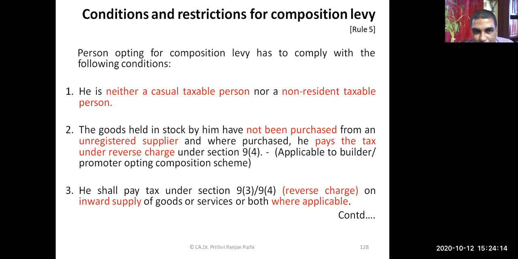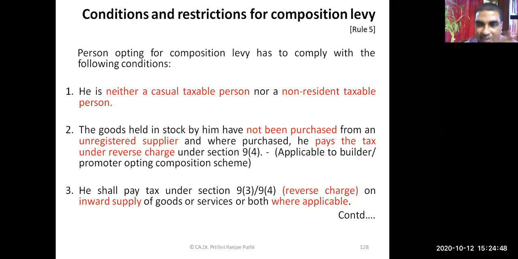The second condition which you want to understand says goods held in stock by him have not been purchased from an unregistered supplier. That means whatever, let us say today you are applying for composition scheme. And you tell me this clause 2 is applicable to whom? To whom it is applicable? You can read from here. Sir, to builder or promoter opting for composition. It is applicable to builder and promoter.